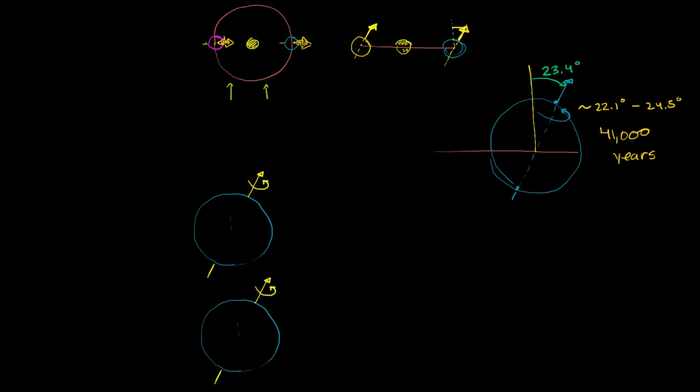So when we are here in Earth's orbit, where is the sunlight coming from? Well, it's going to be coming from the left, at least the way I've drawn the diagram right over here. So the sunlight is coming from the left in this situation.